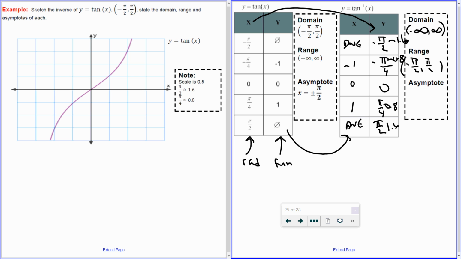So in the original function, I had vertical asymptotes. In this inverse function, I am now going to have a horizontal asymptote. So my horizontal asymptote is going to occur at positive and negative pi over 2.